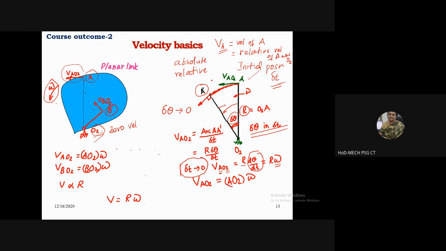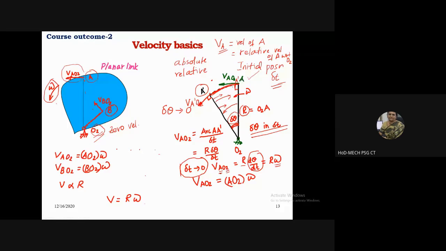As you keep on making this smaller and smaller, this is the original velocity vector, the velocity of A with respect to O2. This is the velocity of A dash, the same point but at a different instant of time. So as you reduce delta theta, in the limiting case, what will be the direction of velocity of A with respect to O2? As I keep on reducing this further and further, A dash will be very near to A, and in that case, where will the velocity vector be?